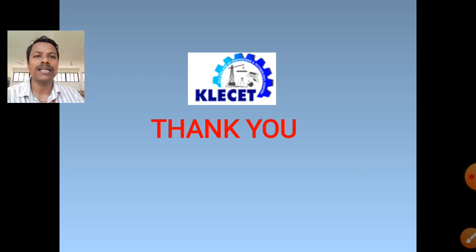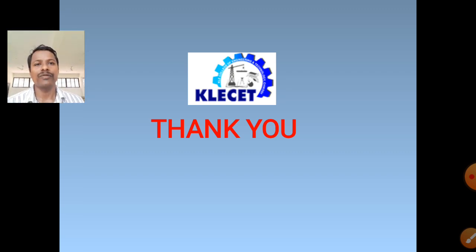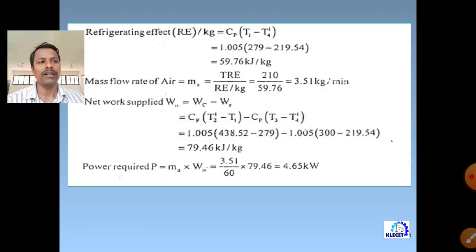So in this video we discussed the theory of the Bell-Coleman cycle, its schematic diagram, TS diagram and PV diagram we have understood, and its air refrigeration cycle merits and demerits we have discussed, and we solved initially the simple problems on the Bell-Coleman cycle, and we understood what is total refrigeration effect, and how to calculate mass flow rate of air in a Bell-Coleman cycle, and again how to consider pressure losses in the intercooler device as well as the cold chamber device.